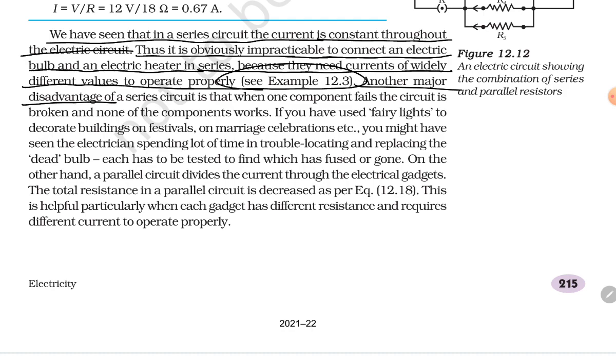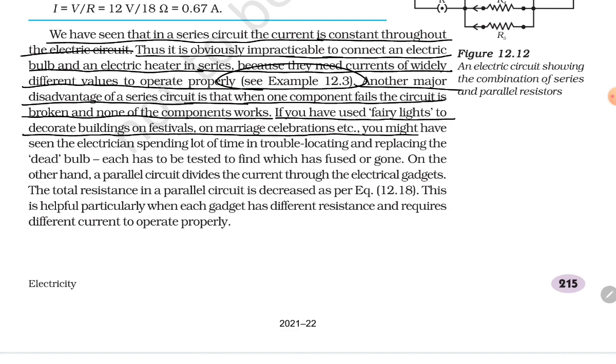Another major disadvantage of a series circuit is that when one component fails, the circuit is broken and none of the components work. If you have used fairy lights to decorate a building on festivals or marriage celebrations, you might have seen the electrician spending a lot of time locating trouble and replacing the bulb. Each has to be tested to find which has fused or gone out.